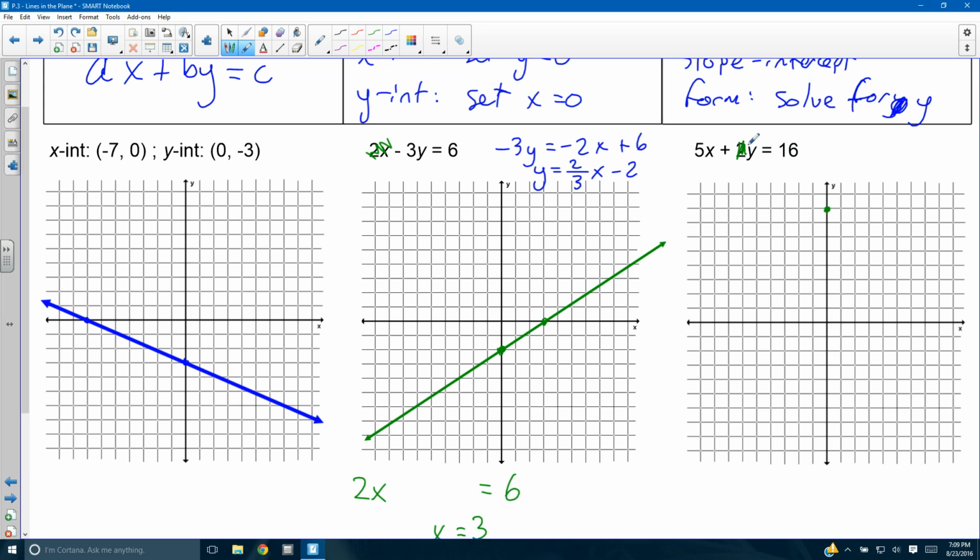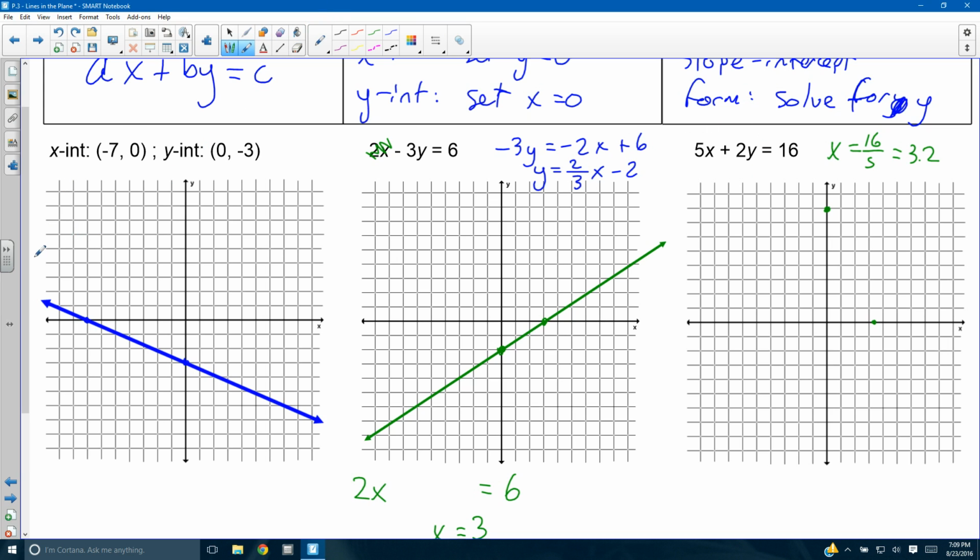Here's another one. Set y equal to 0. This goes away. 5x equals 16. X equals 16 over 5. Now the exact value is 3.2, so it's not impossible to plot. But that's not a preferred thing to plot. This is an example of when you might actually do conversion. Solve for y, do slope-intercept form. Maybe you're just a little happier doing that.